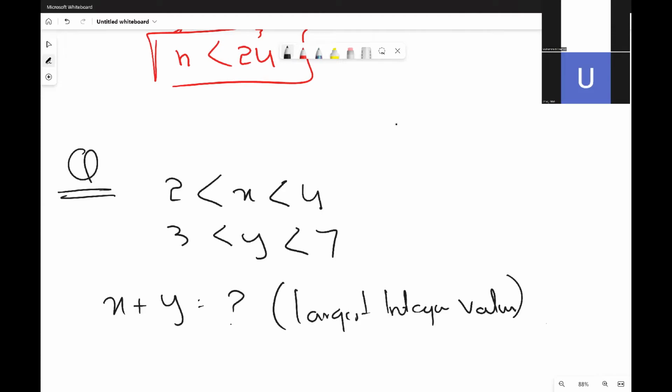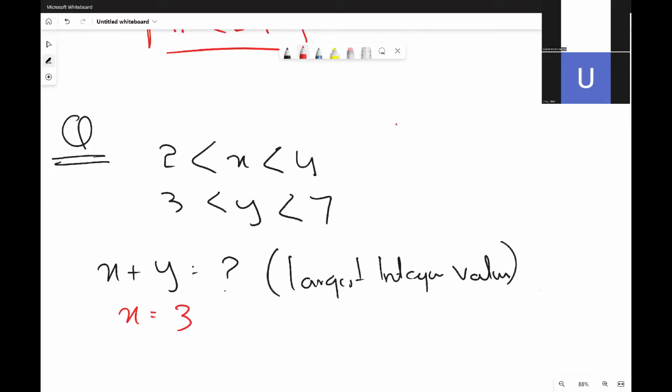So how are we going to solve this? If x and y are integers, the largest value must be, dekho, ab hum ye kar sakte hain ke x is greater than 2 and less than 4. So iska matlab ye hai ki x would be 3, right? Because it's greater than 2 and lesser than 4. And similarly, y could be 4, 5 or 6. There are three possible values for y.